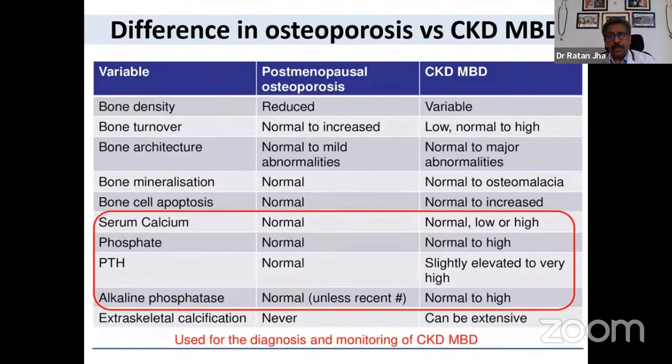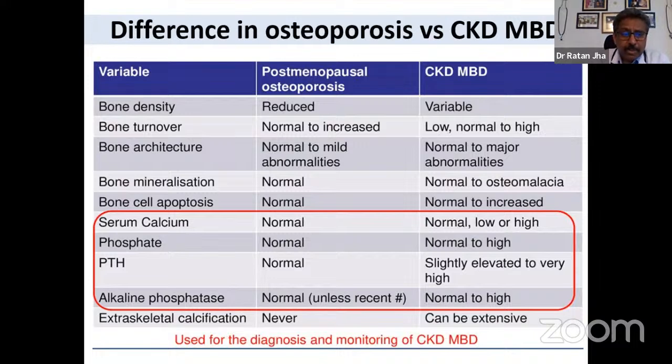So the basic difference in the bone concept is in osteoporosis versus CKD-MBD, which is chronic kidney disease mineral bone disorder with osteodystrophy. In classical osteoporosis, which is considered postmenopausal osteoporosis, calcium, phosphorus, and PTH are all normal, and alkaline phosphatase is usually normal unless there is a recent fracture. While in CKD-MBD, the bone disease is associated with abnormality in calcium, phosphorus, PTH, and alkaline phosphatase. So this is an additional counterpart in CKD-MBD, with osteoporosis that may be there.